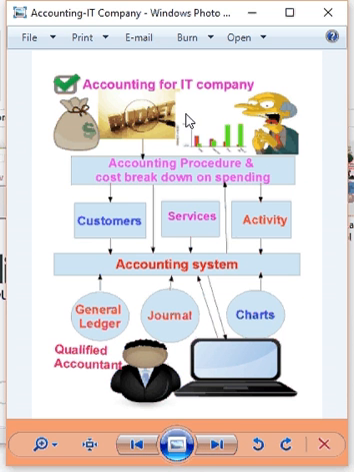Next, I showed the accounting for an IT company, the procedure and cost breakdown on spending. You have different entities like customers and services, and activities for them, and at the same time the accounting department needs to maintain components like general ledger, journals, and maybe presentation charts. Such things can be maintained by a qualified accountant by taking the service invoices and applying the billable activities for the resources.